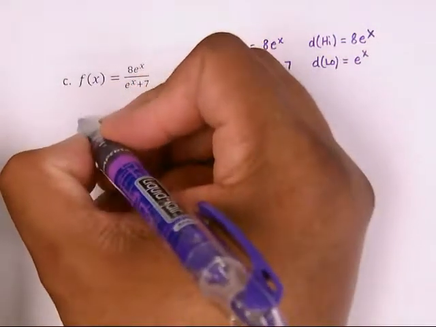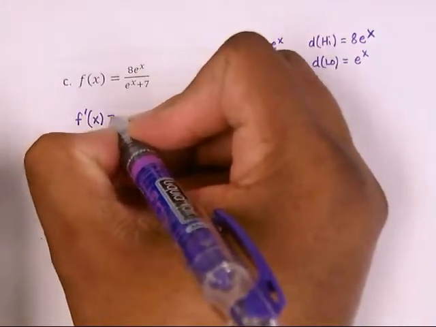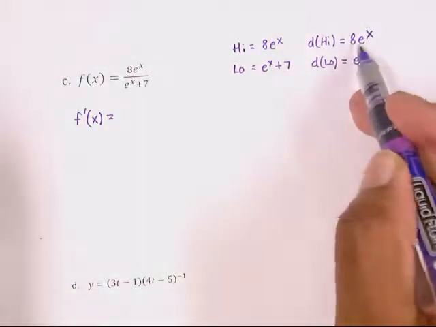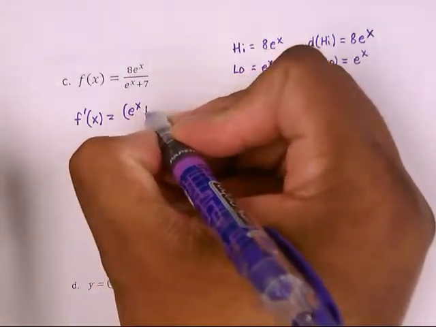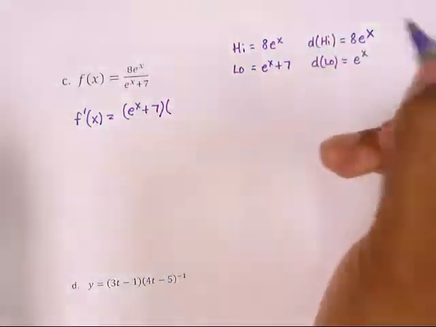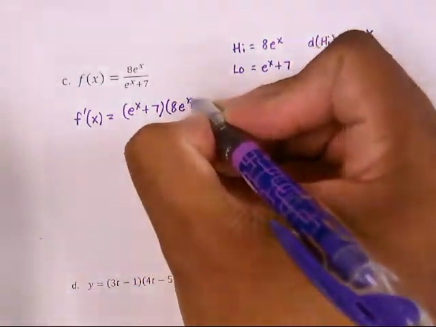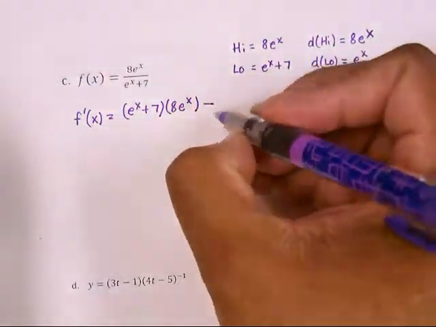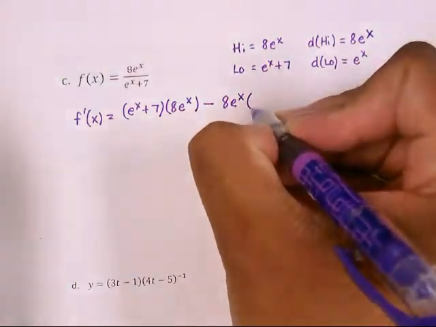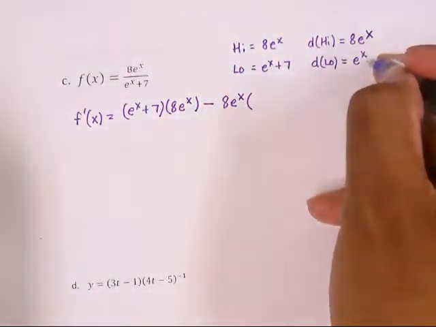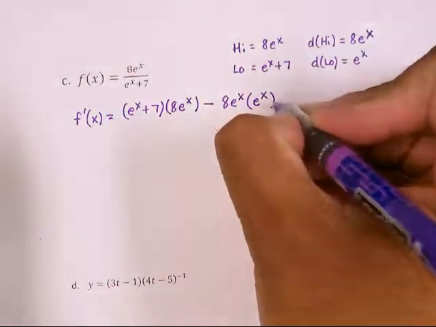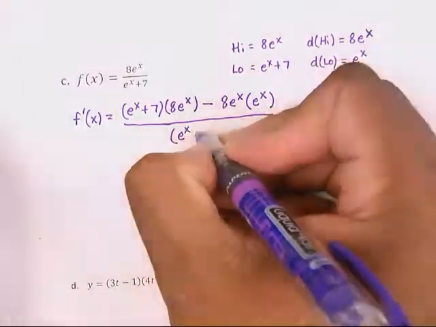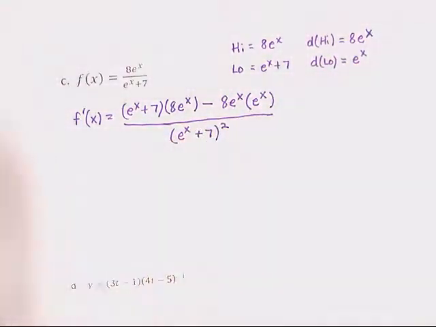So now I can find its derivative here, which will be, let's see, low times the derivative of the high. That's the e to the x plus 7 times the derivative of the high. That's 8e to the x minus the high, which is going to be 8e to the x, times the derivative of the low. Well, the derivative of the low is e to the x. And all of that will be divided by the denominator, or the low, e to the x plus 7, and that's going to be squared.